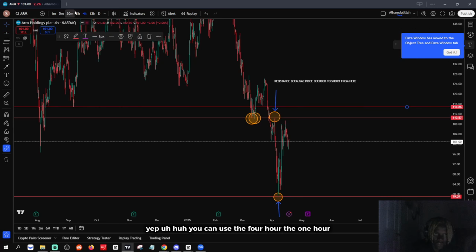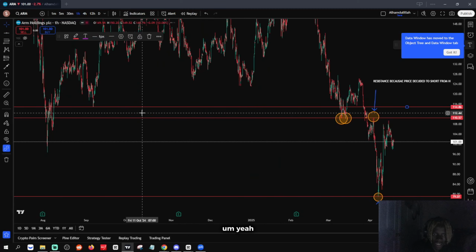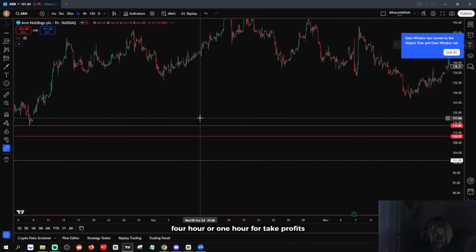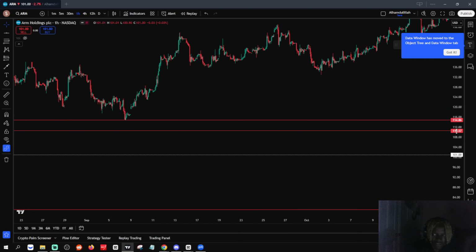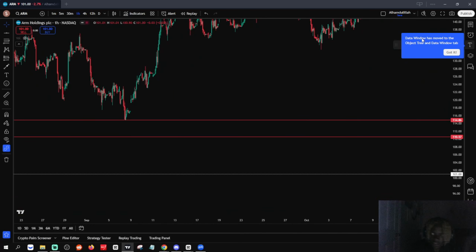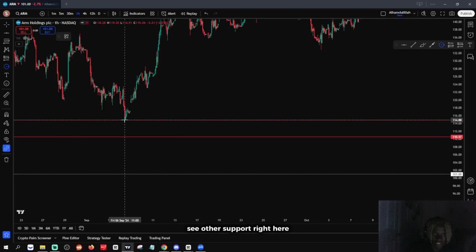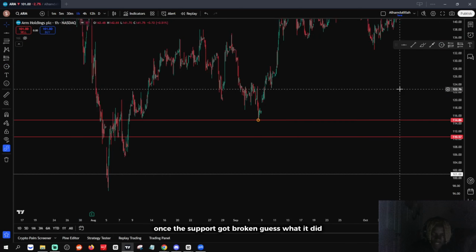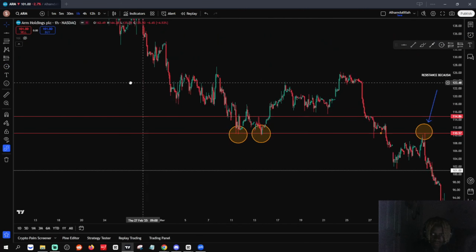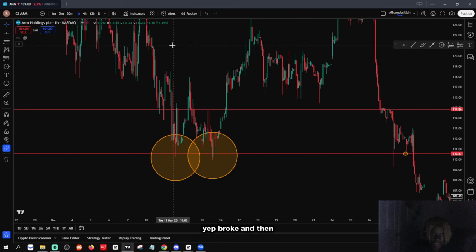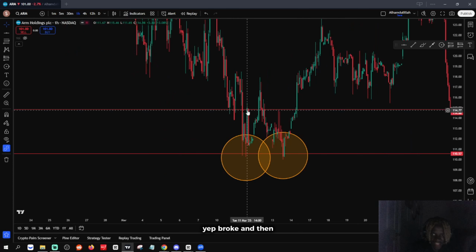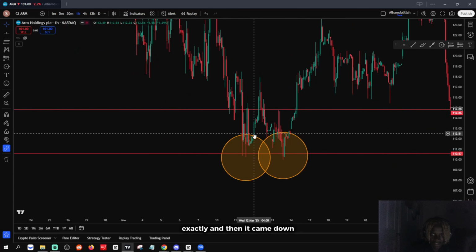Yep. You can use the 4 hour or the 1 hour for take profits. And then you see how there's support right here. See how there's support right here. Once this support got broken, guess what it did? It broke, and then exactly, it came down.